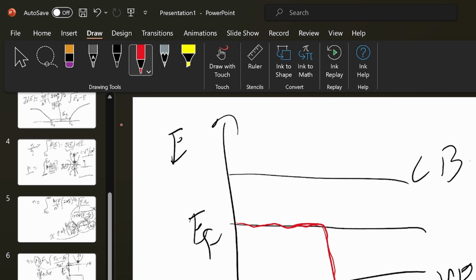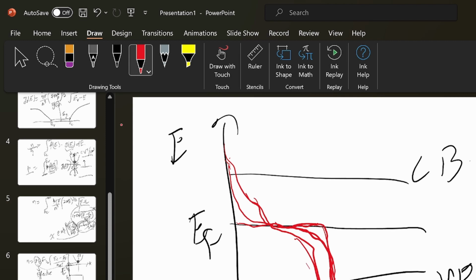This Fermi function will be like this at 0 Kelvin. So if we increase the temperature, what will happen is this Fermi function will be like this. If we increase temperature more, the Fermi function will smear out more. It will be like this. It will be 1 by 2 at EF and it will be like this.